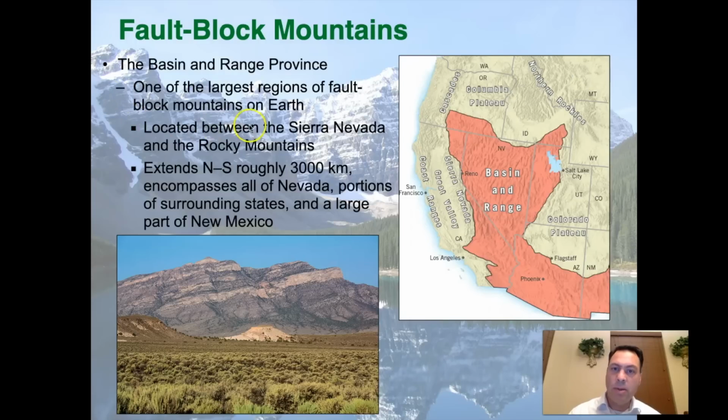They're located between the Sierra Nevada and the Rocky Mountains. So the Sierra Nevada is here. These are those batholiths that we were talking about earlier, the Andean style. And then here's the Basin and Range province in the back. And then here we see the Rocky Mountains located up over here. It extends north-south roughly 3,000 kilometers, encompasses all of Nevada. So this is Nevada right here. Portions of surrounding states and a large portion of New Mexico.